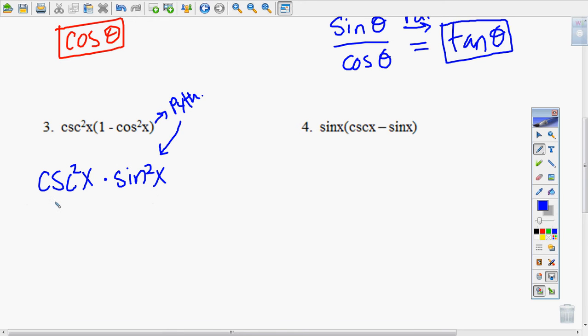What is their relationship? Twins? What is it, Faith? Aren't they reciprocals? There we go, Leah. They're reciprocals. And what do we say a reciprocal times its reciprocal is? 1. So what does this condense down to? 1. So the answer is just 1.